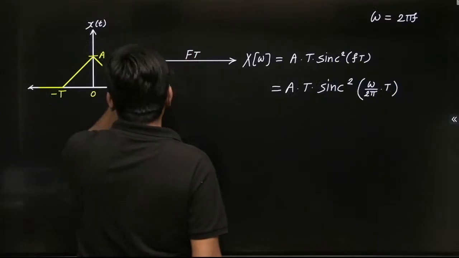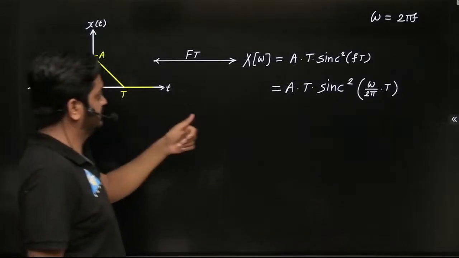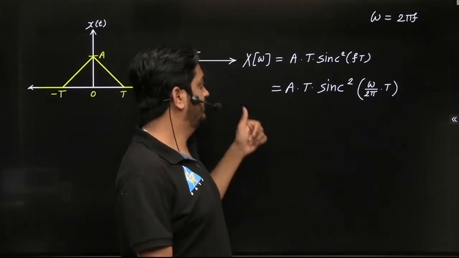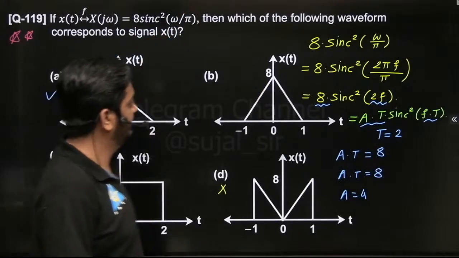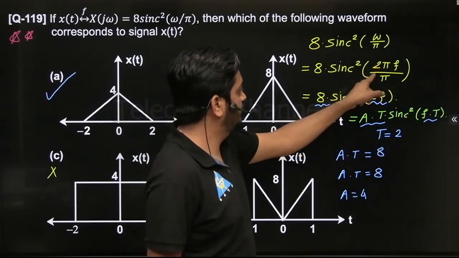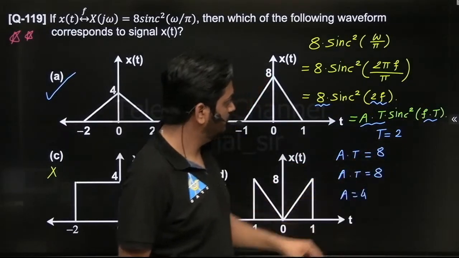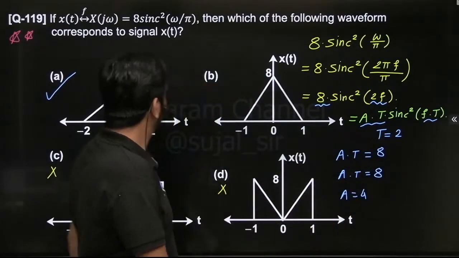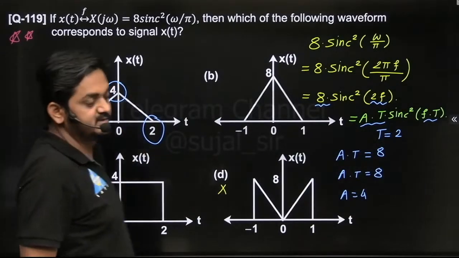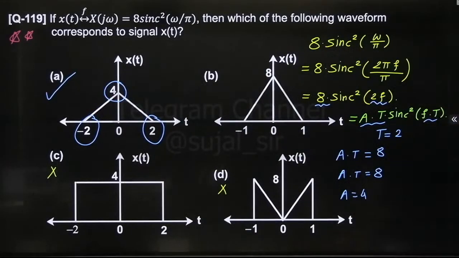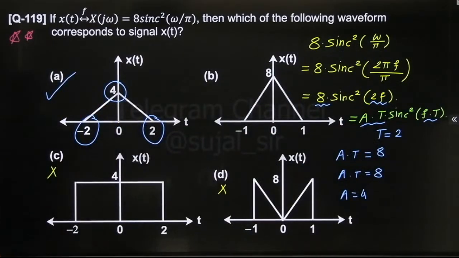So remember this thing: the Fourier transform of a triangle pulse from minus T to plus T with amplitude A is A T sinc square fT, and you can replace f with omega by 2 pi. Here it is given A T sinc square omega by pi, with omega equal to 2 pi f, so pi gets cancelled, giving twice f. So T equal to 2 and A T equal to 8, so A equal to 4 and T equal to 2. This is minus 2, correct? So option A is the right answer of this question, guys.